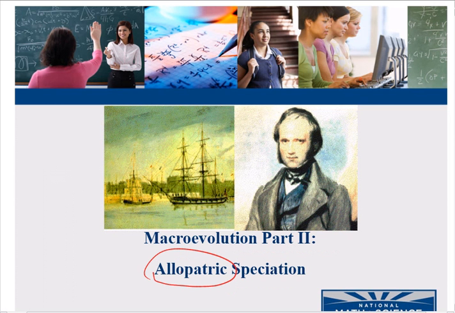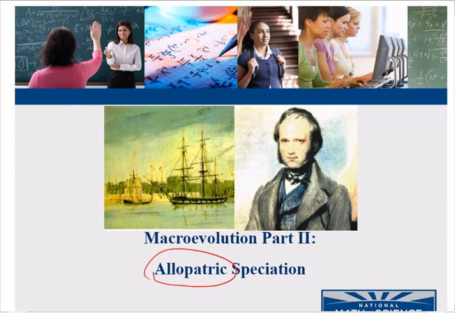We can translate it into English, make it a little simpler. Allo refers to different. Translates into English from Latin as different. Patric means father. Think about the Spanish word padre. You probably know that means father. So allopatric literally translates as different father, but in this case we're using it to loosely translate to mean different fatherland or different homeland.